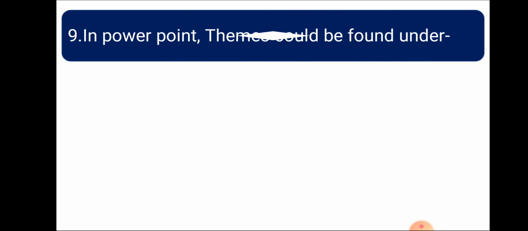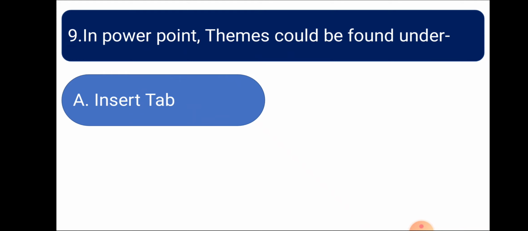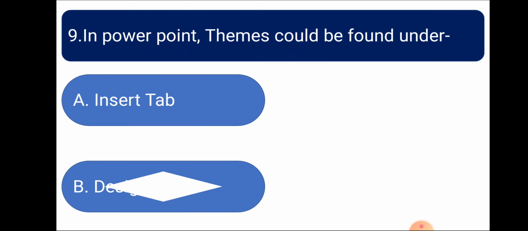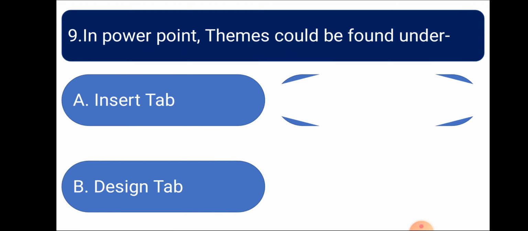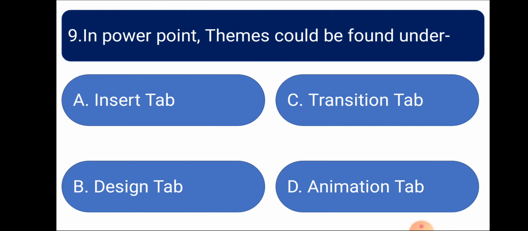Next question number 9. In PowerPoint, themes could be found under option A insert tab, option B design tab, option C transition tab, and option D animation tab. So correct answer is design tab.